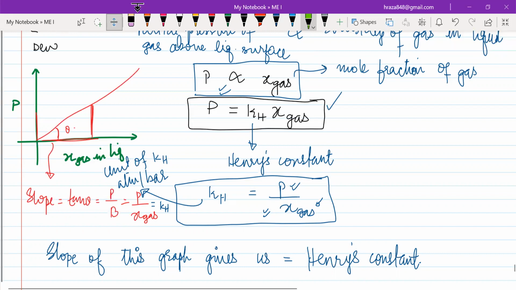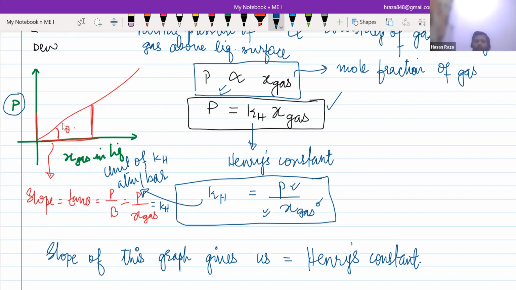Can you repeat what you said? Your voice was breaking, so I couldn't hear. See, if you plot a graph between partial pressure and mole fraction of gas in liquid, it will be a straight line, because they are directly proportional to each other, and it will start from the origin. It will start from the origin because if there is no partial pressure, there will be no mixing.